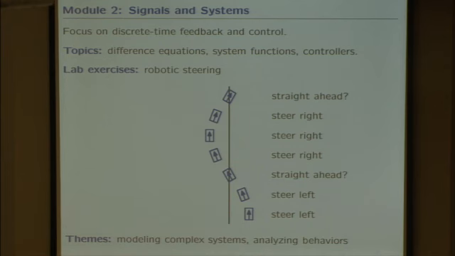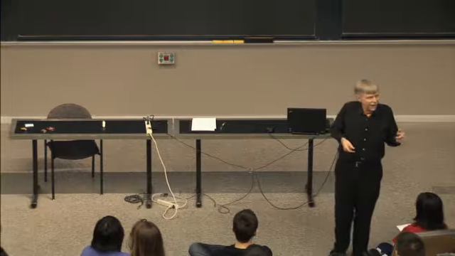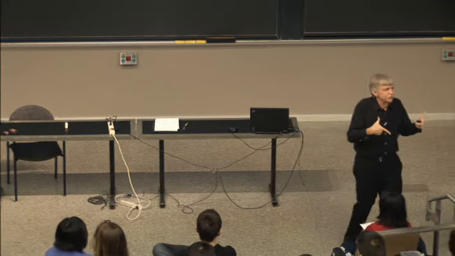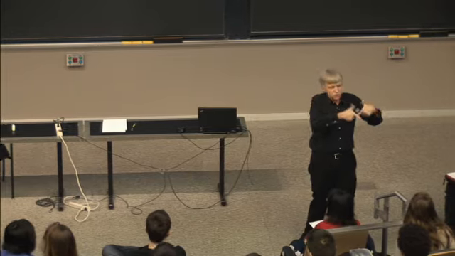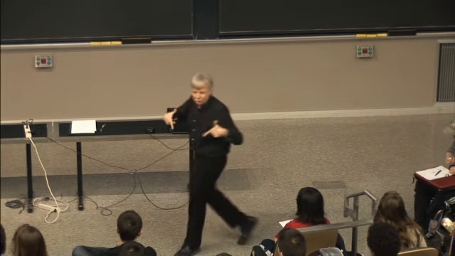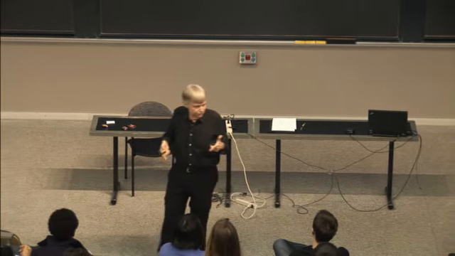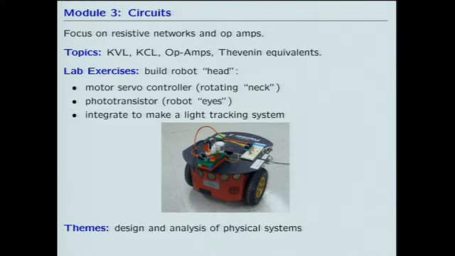Then we went on to think about signals and systems, and that was kind of our introduction to modeling. How do you make a model of something that predicts behavior? So we transitioned from thinking about how do you structure a design to how do you think about behavior. Today we're going to start to think about circuits. Circuits are really going to a more primitive physical layer. How do you think about actually making a device?